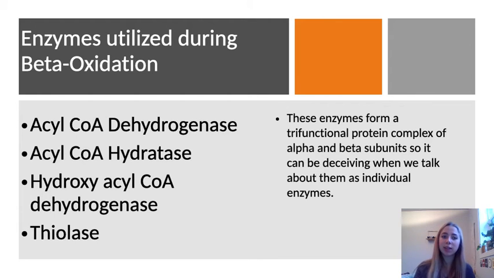Okay, so the enzymes utilized during this beta oxidation. We just went through the whole process of beta oxidation, and there's 4 enzymes that are used throughout that process. Those are acyl-CoA dehydrogenase, enoyl-CoA hydratase, hydroxyacyl-CoA dehydrogenase, and thiolase. These 4 enzymes seem to be individual, but they actually come together and form a trifunctional protein complex of alpha and beta subunits. So they're actually not individual enzymes, as though it might seem that way. They actually form a full complex together, and they're always together.